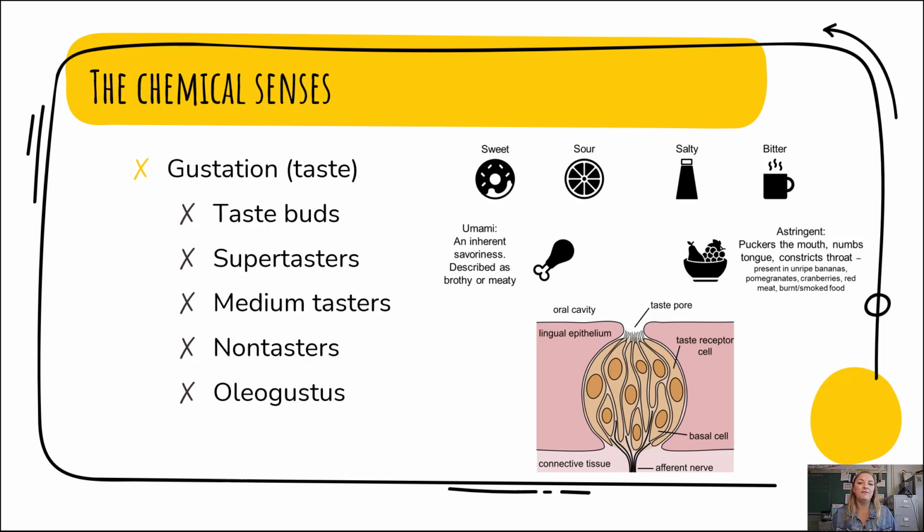We have 6 known flavors that our taste buds can perceive: sweet, sour, salty, and bitter. We also have umami, which is the inherent savoriness, that brothy or meaty taste. And we also have the astringent taste, which is where our mouth kind of puckers or numbs the tongue or constricts the throat. This is often present in unripe bananas, pomegranate, pineapple, cranberries, or sometimes red meat and then burnt or smoked food. We also have the taste of oleogustus, which is the unique taste of fat that you might get when you're eating grease or something like that.